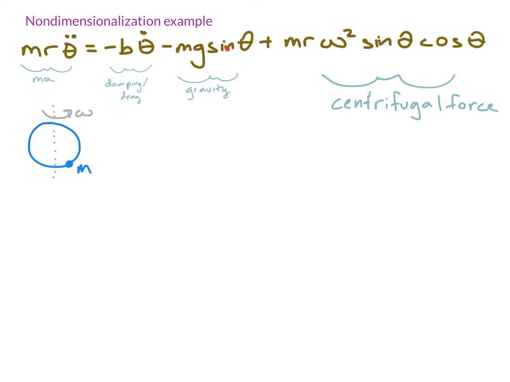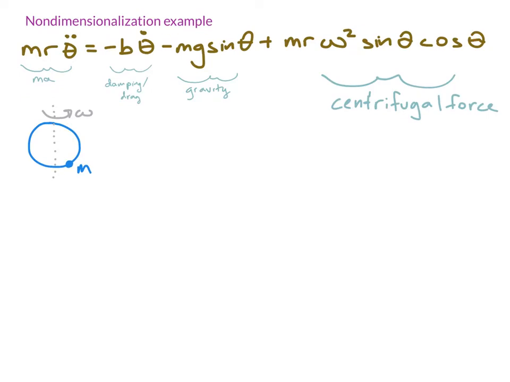And then we have three different forces in the system. One is a drag or damping force for motion along the hoop. One is the force of gravity pulling the bead towards the bottom. And the other is the centrifugal force getting generated by the rotation. So that's where this equation comes from.